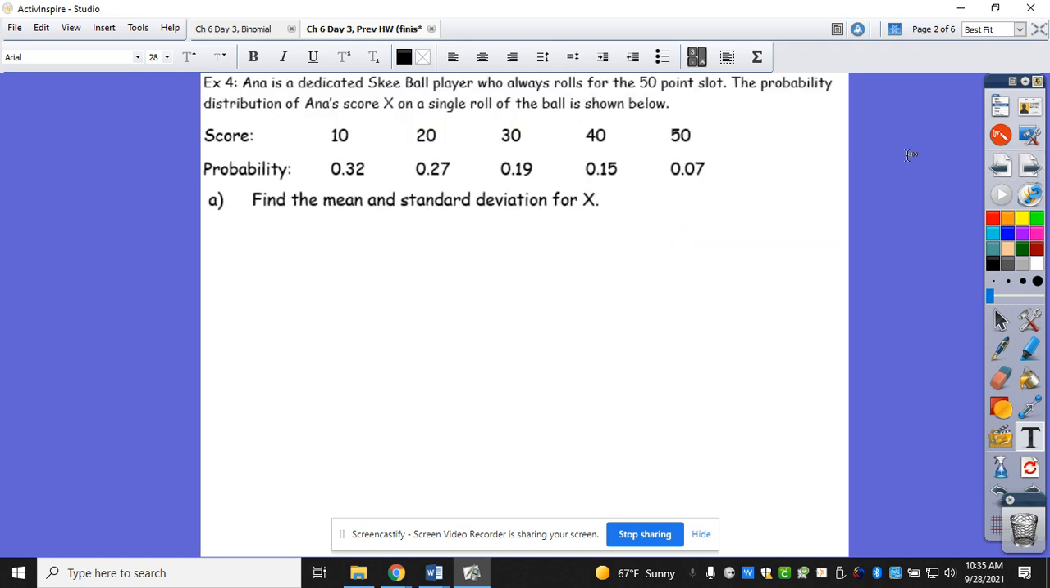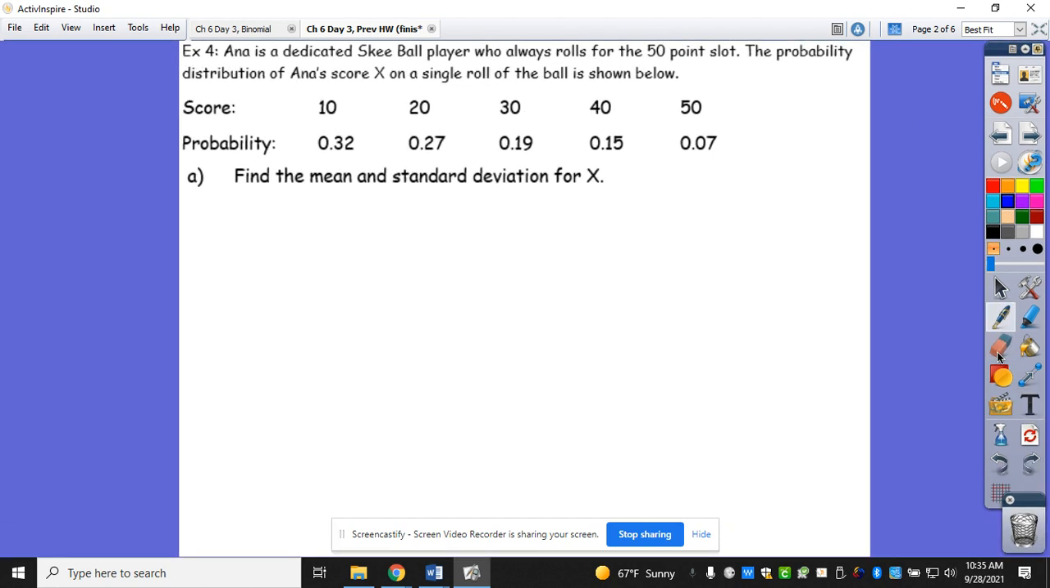All right, so for this first one, which was eval, this was just finding the mean and the standard deviation, which is from the day before. I'm writing this out as if it is a test question. It gave us x, it's mu of x, so I'd write 10 times 0.32 plus 20 times 0.27. So I'll write out all of these if it were a test question.